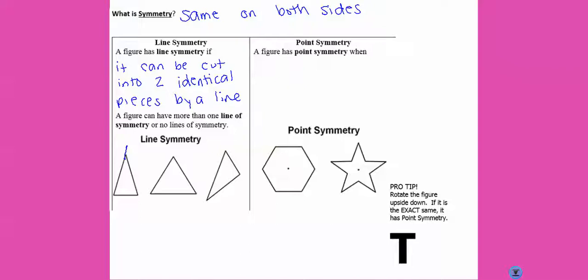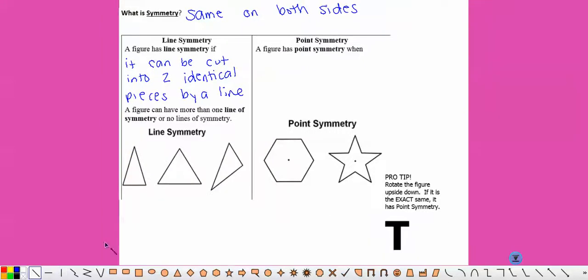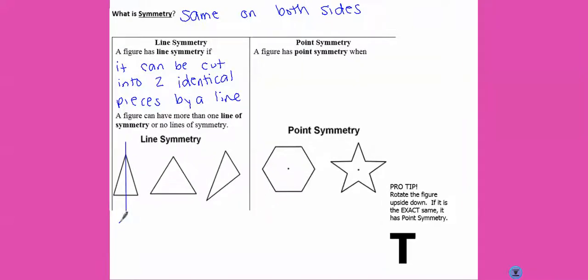Here we could cut this triangle. Use my right tool. We could cut this triangle down the center and it would be the same on both sides. This one has one line of symmetry.